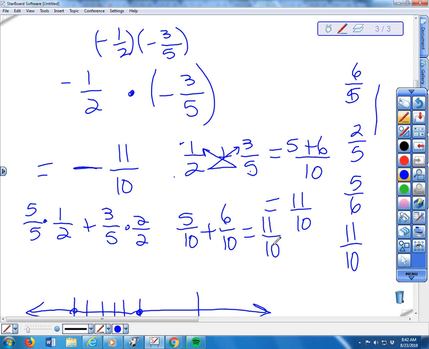Are we good? Let's look at this one. Is this an addition, subtraction, multiplication, or division? Multiplication. So everybody do this one. Negative 1/2 times negative 3/5. Minus? It's multiplication because it's got 2 parentheses. It's not minus unless it has a minus between the parentheses. We're doing this one right here.